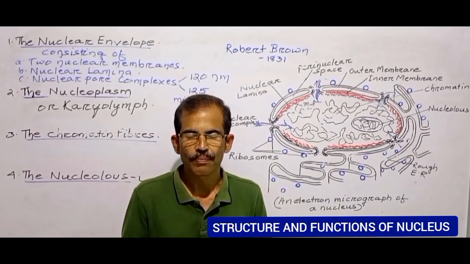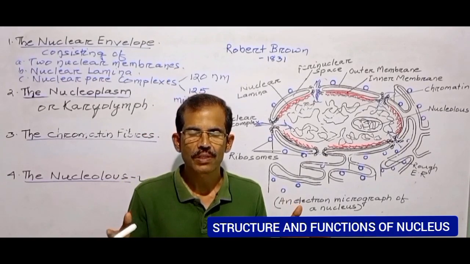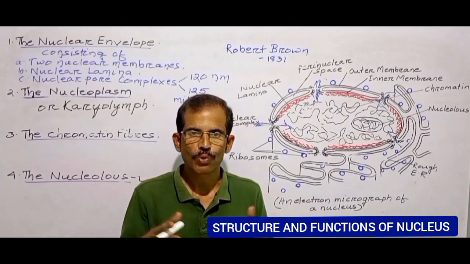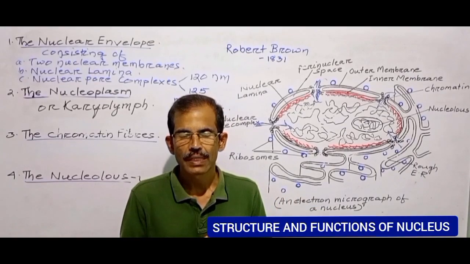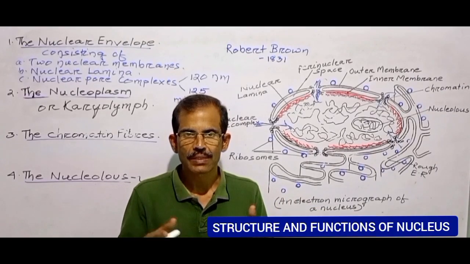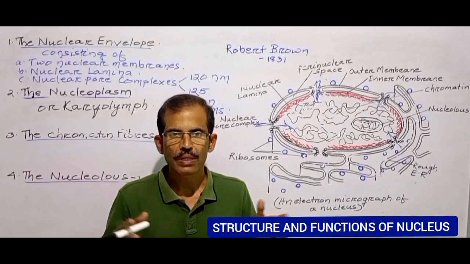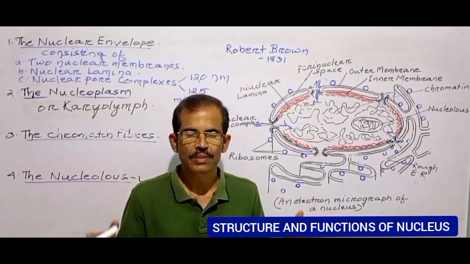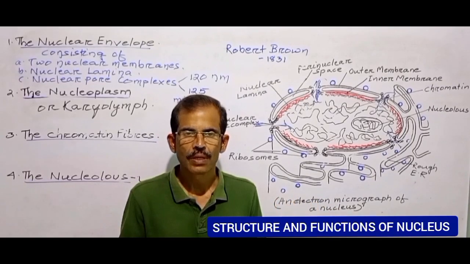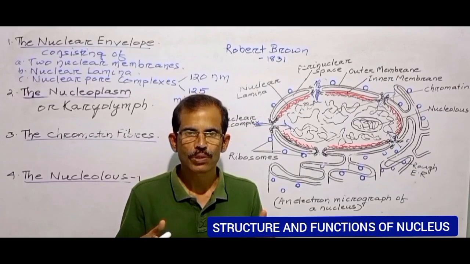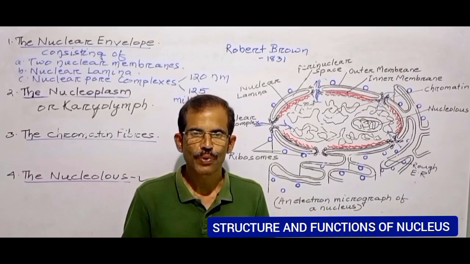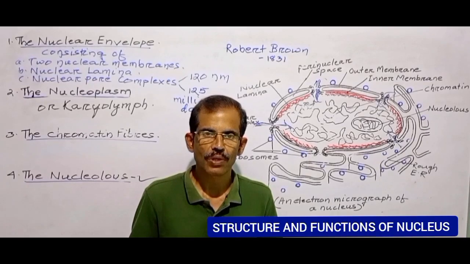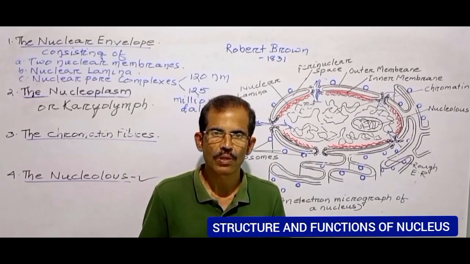Next, function. The nucleus is the repository of genetic information. It is the control center of the cell. Important metabolic processes such as DNA replication, transcription and processing all take place in the nucleus. So friends, this is all about the structure and function of the nucleus.